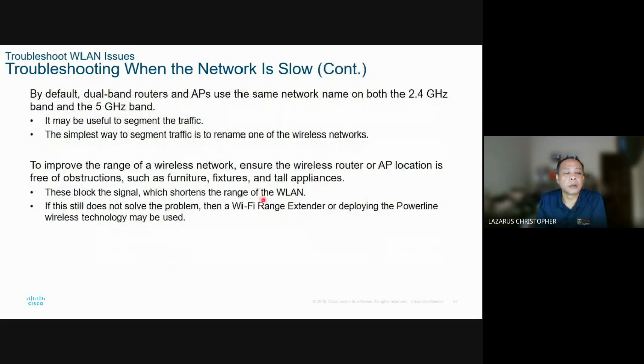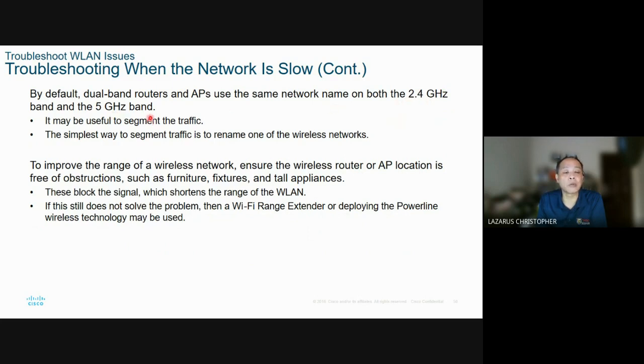Okay. Right. So also sometimes dual band routers, because they have 2.4 and 5 gigahertz bands, are using the same network name. Okay, it's very useful to segment traffic, right? If you want to segment, then just use a different name for 2.4, a different name for 5, so people can connect separately, independently, to 5 gigahertz or 2.4, right?